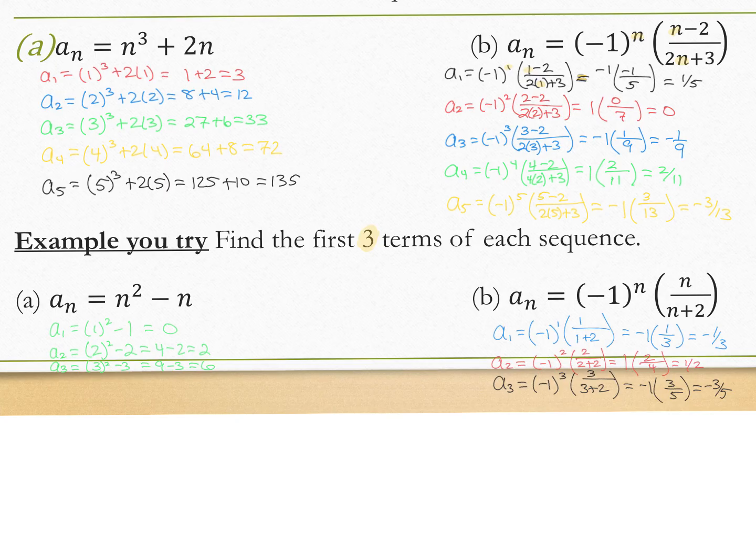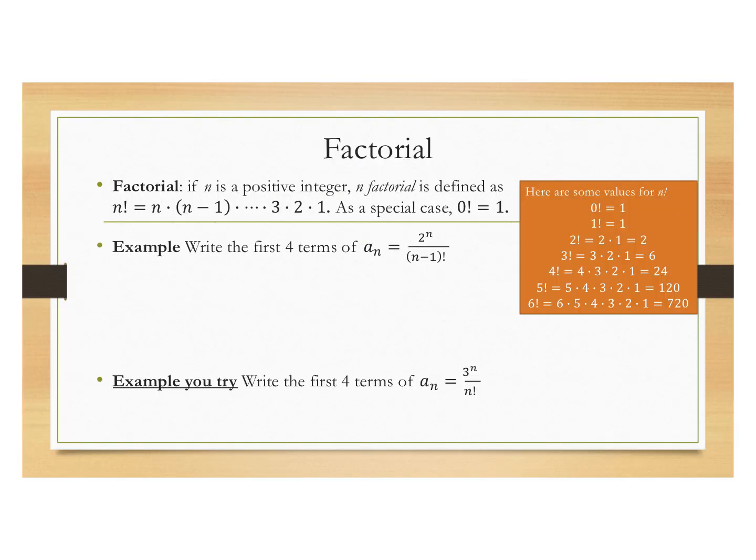Okay, so hopefully on letter A you found the first term to be 0, the second term to be 2, and the third term to be 6. And for letter B, hopefully you found the first term to be -1/3, the second term to be 1/2, and the third term to be -3/5. Next, we will talk about factorial and what that means.